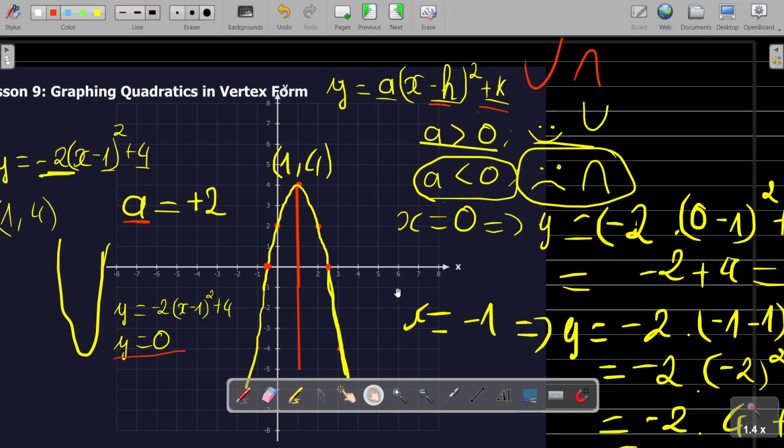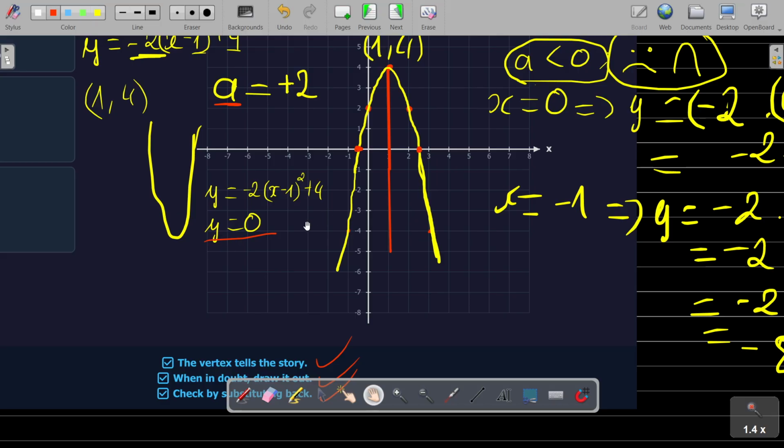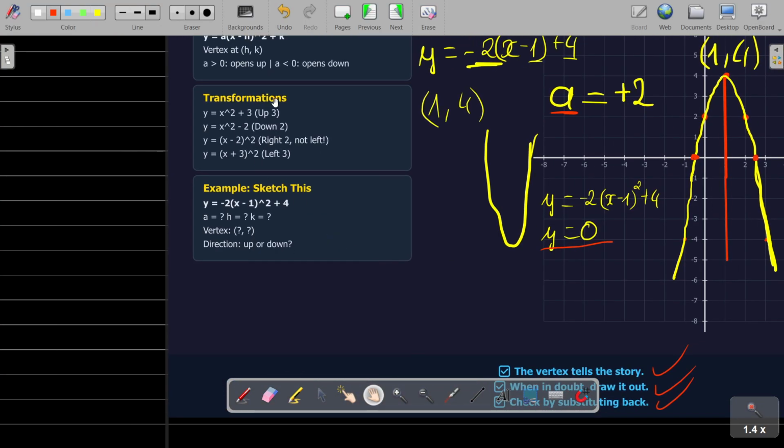In the next video, we're going to apply everything we've learned to a real-world modeling problem. We're going to use it to maximize the area of a rectangular paddock. You won't see it here, of course, but you'll see it in the next video.